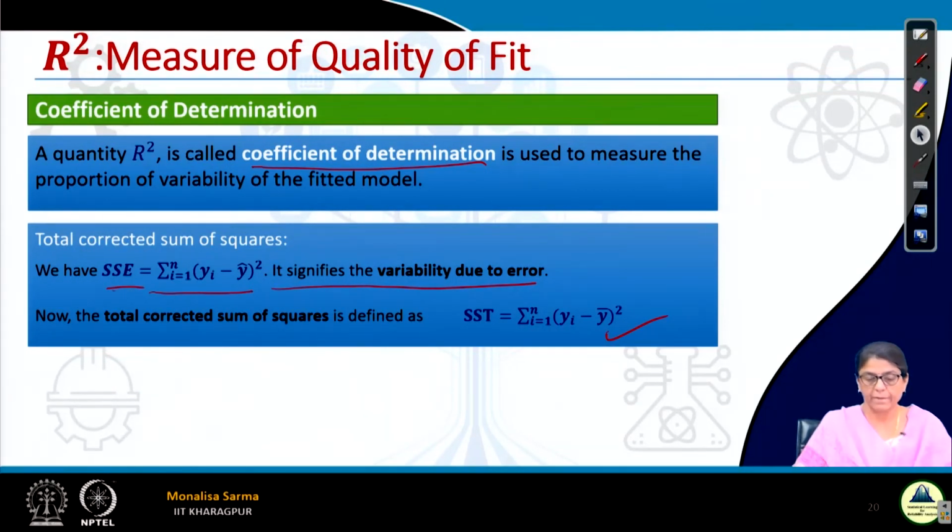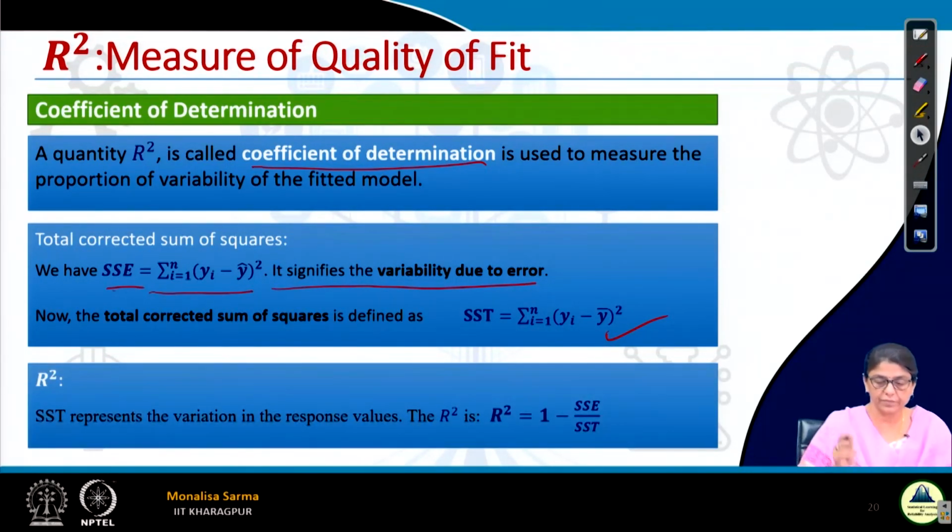Now, what does R square do? SST represents the variation in the response values. The yi are the response values, and SST measures how much variation is there in the response values. That has nothing to do with the error. We have taken different x values, and for different x values we get different y values. The variability of this data is the SST, the total corrected sum of squares. So my R square is nothing but 1 minus SSE by SST.